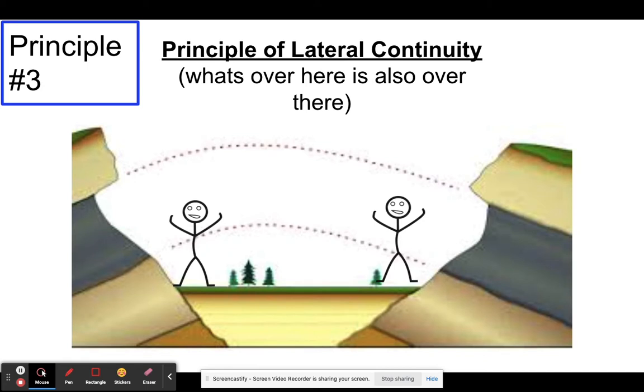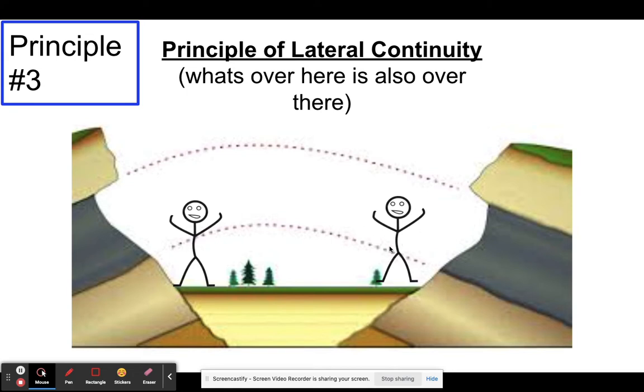Okay, principle number 3. This one basically is stating that what is over here is also over there. The name of it is the principle of lateral continuity. Lateral means side to side, and continuity is the same as continuous. So if I were to dig down beneath my feet 10 feet and I find a layer of red clay, it would make sense that if I walked 30 feet to the left and dug down 10 feet, I could find that same layer of red clay because that layer is continuing in all directions.